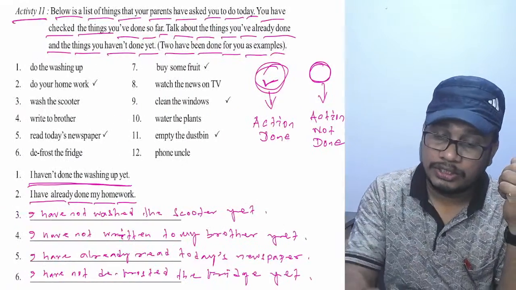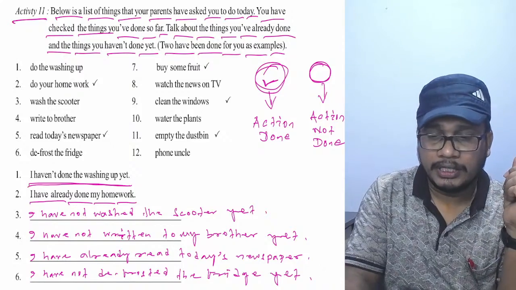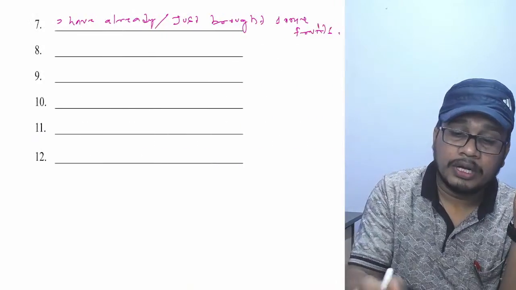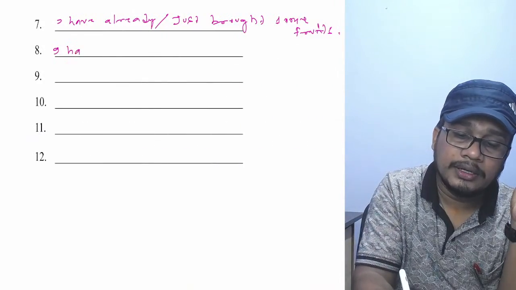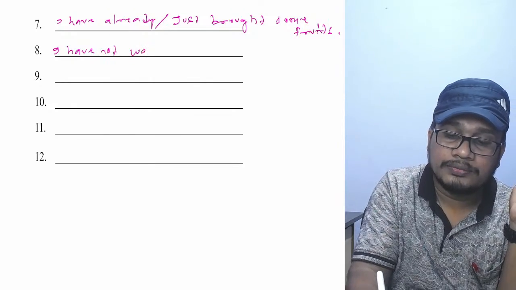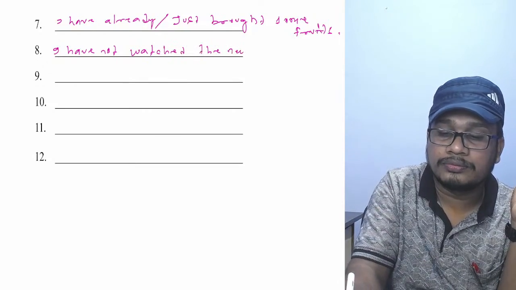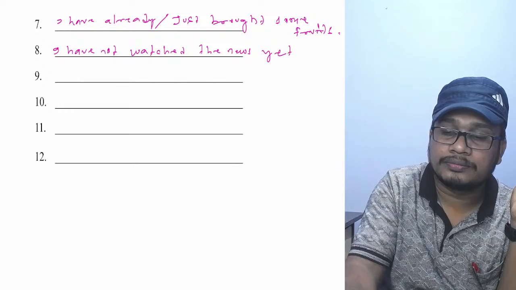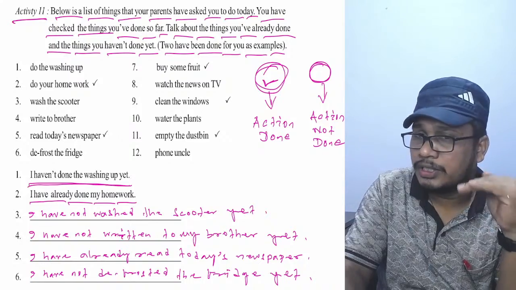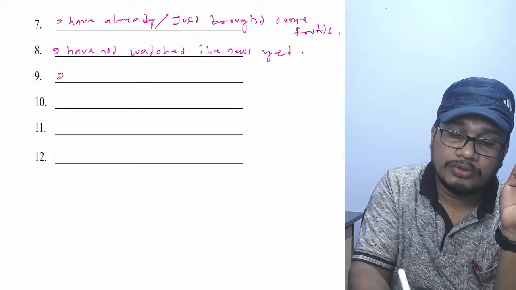Then question number 8 is given: watch the news on TV. The tick mark is not given, which means the work has not been done. Then you can write: I have not watched the news yet. Then the number 9 question, clean the windows. A tick mark is given, which means it is done.